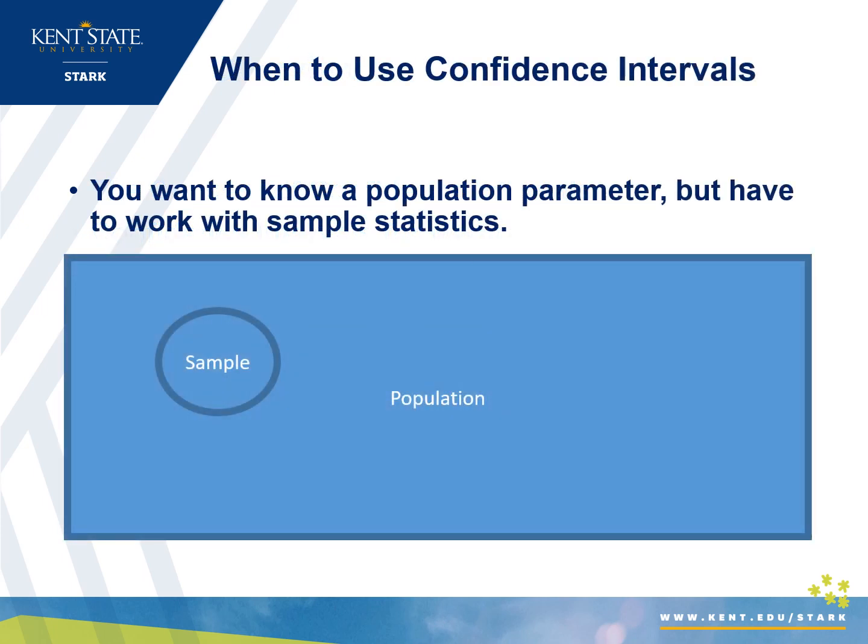So when do we use confidence intervals? Confidence intervals are used when we want to know a population parameter but cannot observe that parameter directly. So instead, we're forced to take a sample and then use the sample to estimate the parameter. Because samples aren't guaranteed to be perfectly representative, that means that there is a margin of error in our estimate. Confidence intervals are what we use to take that margin of error into account.